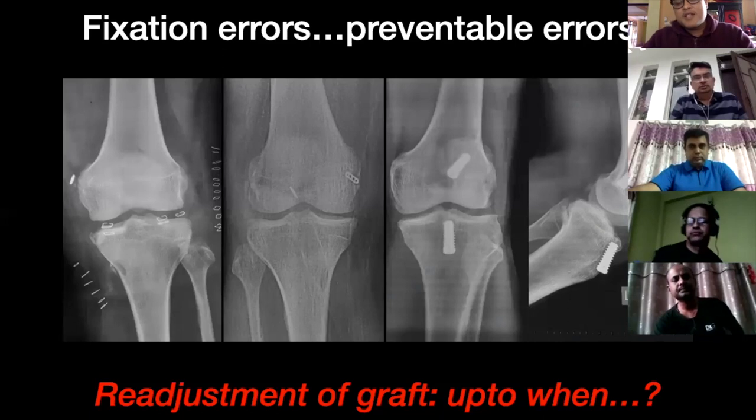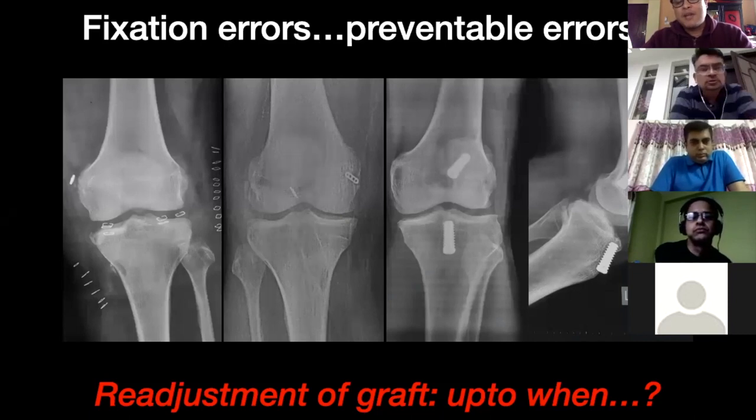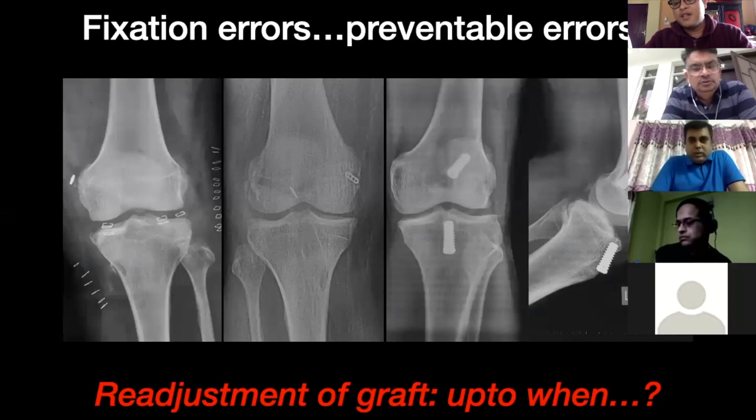Among the various errors that happen during ACL surgery, the technical error, the position of the tunnels, is very important and a very common cause of failure of ACL surgery. I have given you some x-rays of the technical errors in this slide. So my question is to Navin sir, do you always do x-ray immediately after your surgery? Yes. All your patients get x-ray, I always do x-ray.